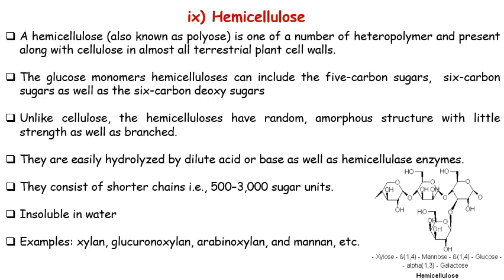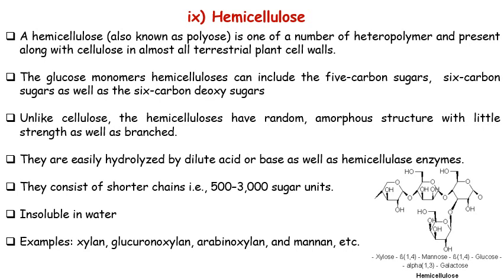Cellulose is more rigid and more compact as compared to hemicellulose. Hemicelluloses are easily hydrolyzed by dilute acid or bases, as well as hemicellulase enzymes. So these enzymes can easily hydrolyze the hemicellulose, or even dilute acids or bases. They consist of shorter chains, like 500 to 3000 sugar units. Mostly hemicelluloses are insoluble in water.